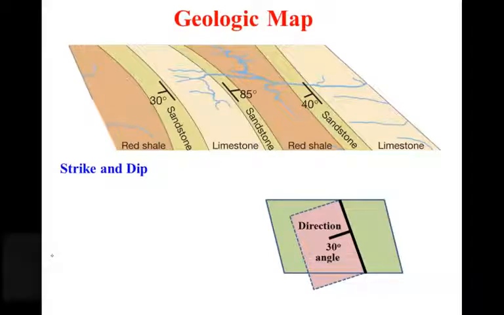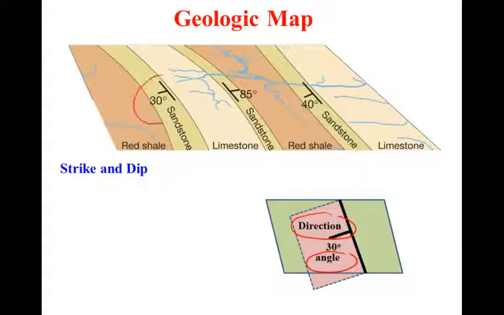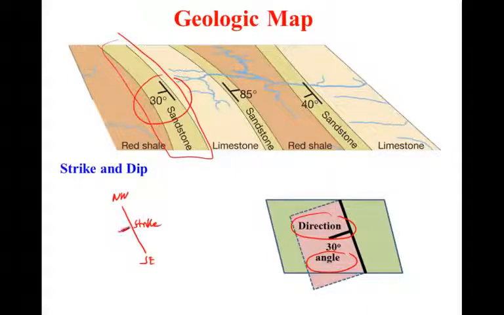Dip has both direction and angle. For example, the strike and dip for the sandstone layer is shown on the map. Where sandstone outcrops on the surface in this part of the map area, its orientation was measured. It strikes in a northwest, southeast direction. This is strike. And it has a dip that's perpendicular to strike. It dips to the west or southwest. That's the direction of dip, and the magnitude is 30 degrees.